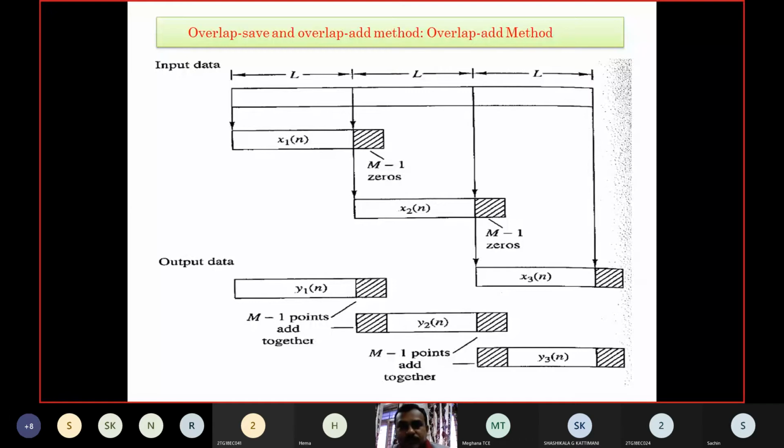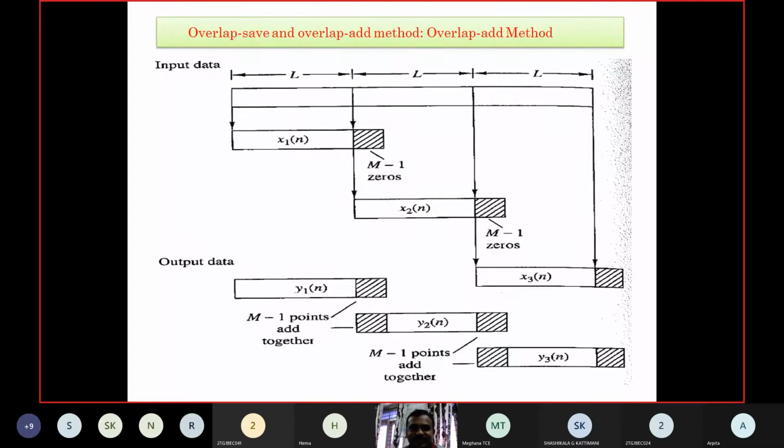Okay. So is it visible now? Am I audible? Yes, sir. You are audible. It is visible. Okay, fine.